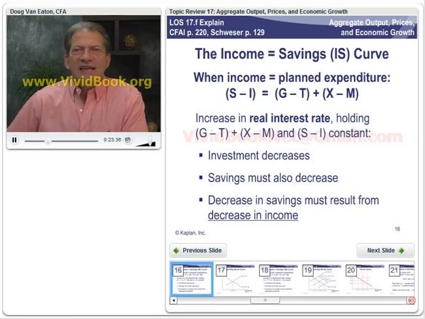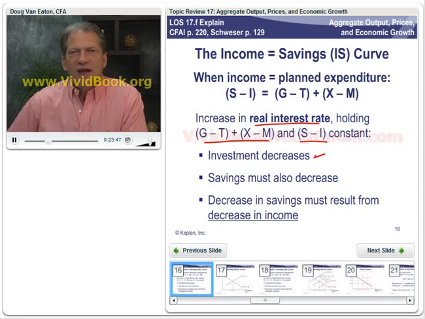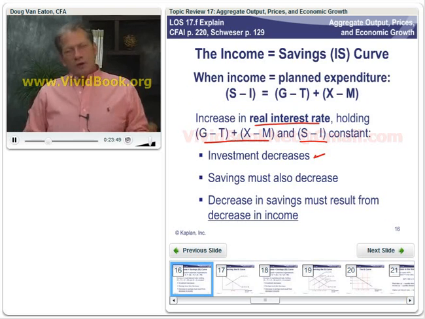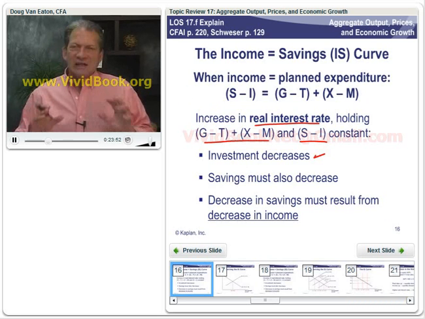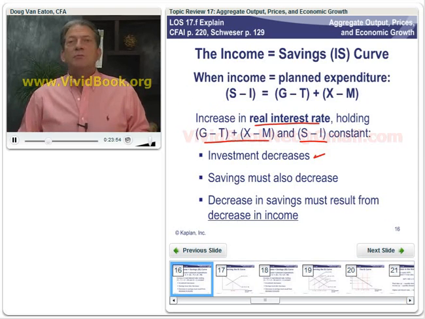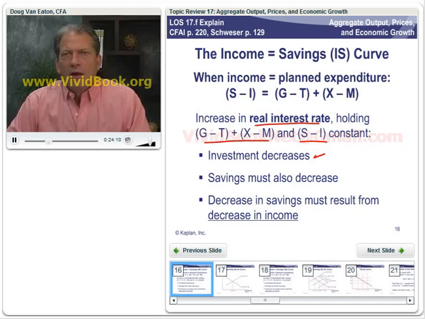Now, if we increase this real interest rate of 5%, and hold these constant, investment has to decrease, right? Real interest rates go up, businesses find less profitable opportunities because their cost of funds is higher. So some projects that looked attractive and profitable don't look so attractive and profitable when your cost of money to fund those goes up. But savings must also decrease.